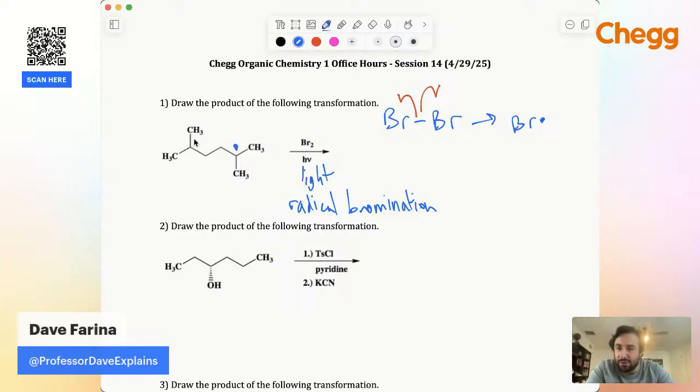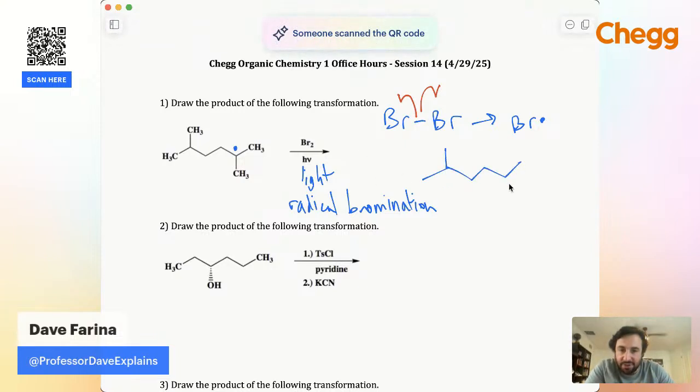We're going to have a radical either here or here. And so what that means is that there was an implied hydrogen right here on that tertiary carbon, but the bromine radical interacted with that, got a hydrogen radical, and left the tertiary alkyl radical, right? And so then this alkyl radical is going to interact with another equivalent of diatomic bromine and get the bromine on there. So this is what we're going to end up with.